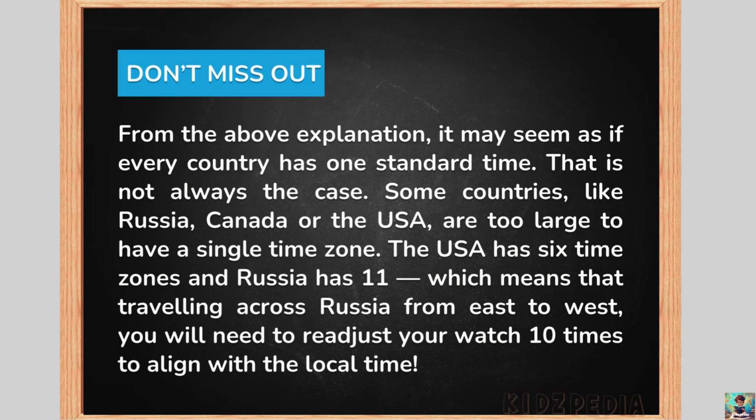Don't miss out. From the above explanation, it may seem as if every country has one standard time. That is not always the case. Some countries like Russia, Canada, or the USA are too large to have a single time zone. The USA has 6 time zones and Russia has 11, which means that traveling across Russia from east to west, you will need to readjust your watch 10 times to align with the local time.